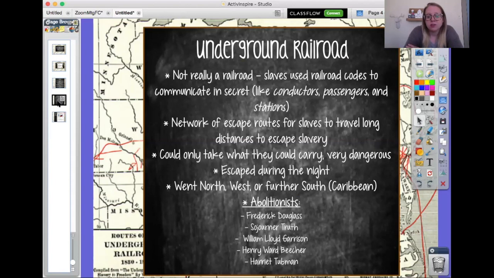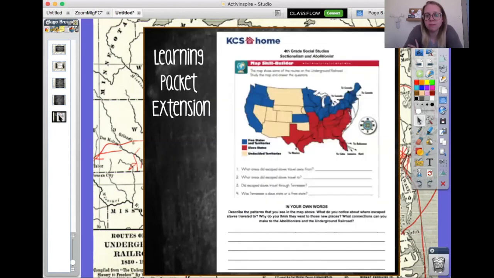Abolitionist leaders like Frederick Douglass, Sojourner Truth, William Lloyd Garrison, Harriet Tubman, those were some that we talked about last week. And this week they also added Henry Ward Beecher. So he's somebody that you can look into further if you are still interested. This is going to be your learning packet extension. So it is a map builder, and it shows the routes that the slaves took to go to safety.